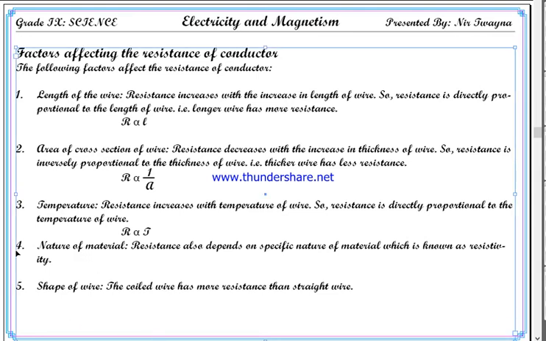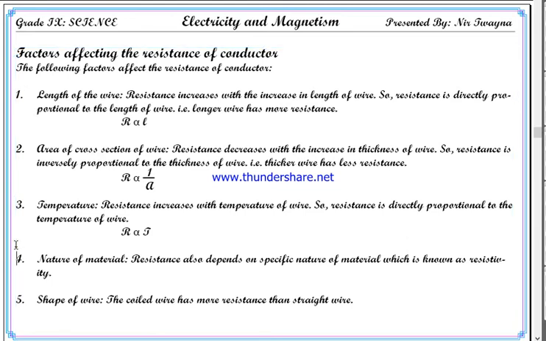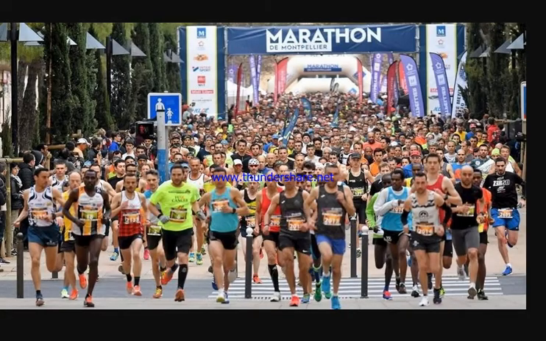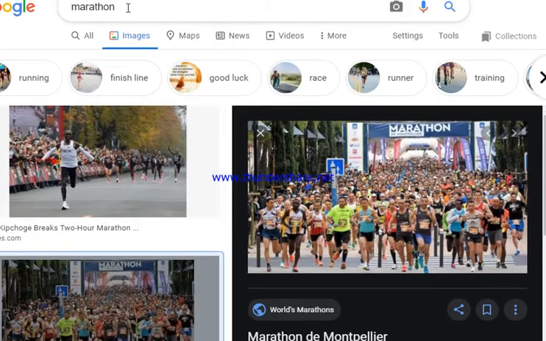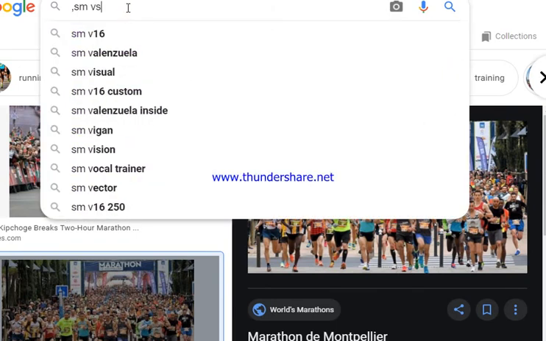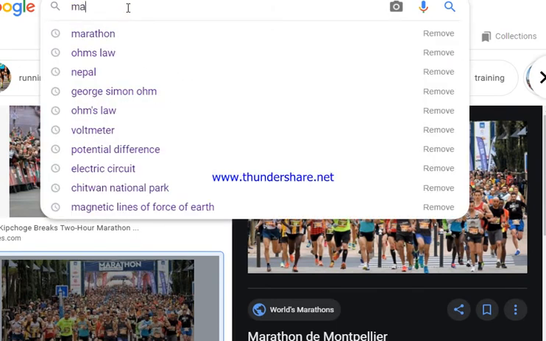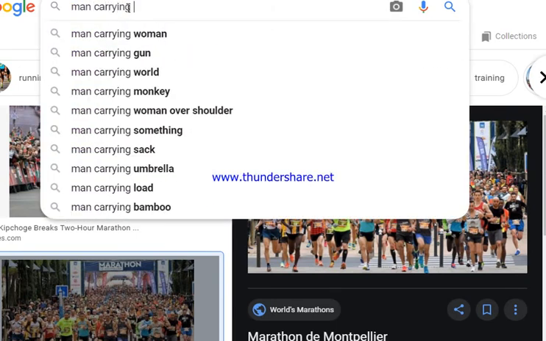Just think of it, you are carrying a briefcase. Suppose you are carrying a briefcase full of money. Like a man carrying a briefcase.